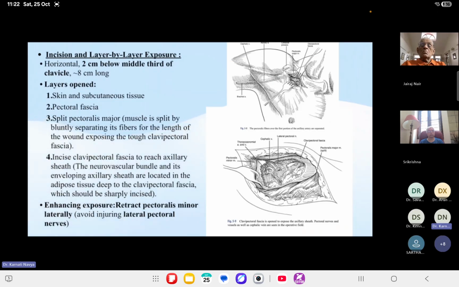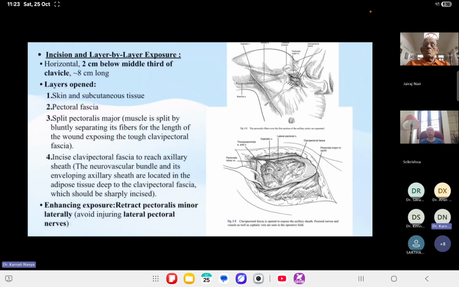In layer by layer exposure, a horizontal incision 8 centimeters long is made 2 centimeters below the middle third of the clavicle. The layers opened first are the skin and subcutaneous tissue, then the pectoral fascia. Then split the pectoralis major muscle by bluntly separating its fibers along the whole length of the wound, to expose the tough clavipectoral fascia.